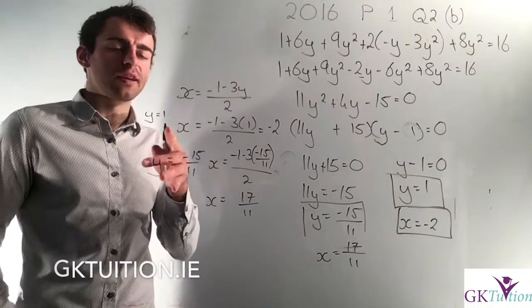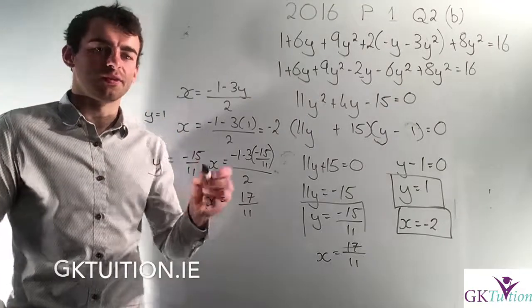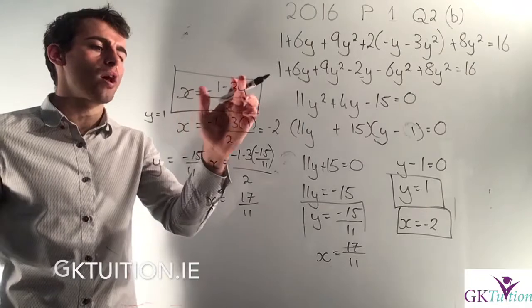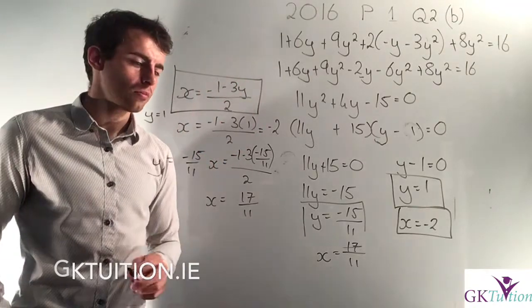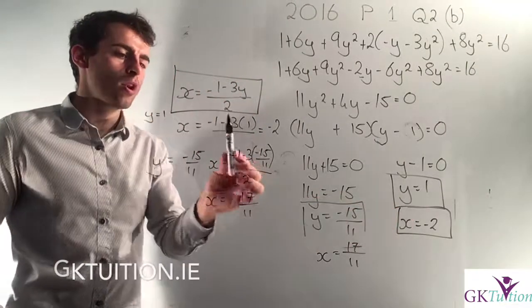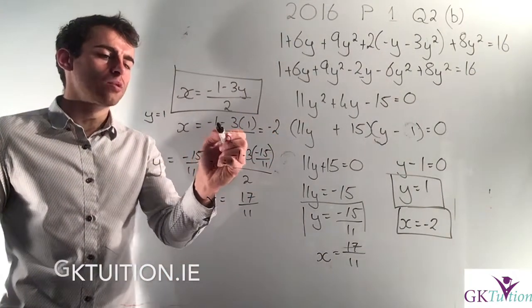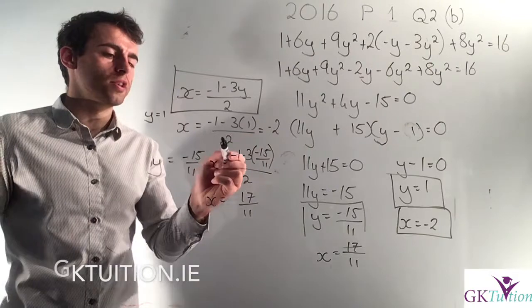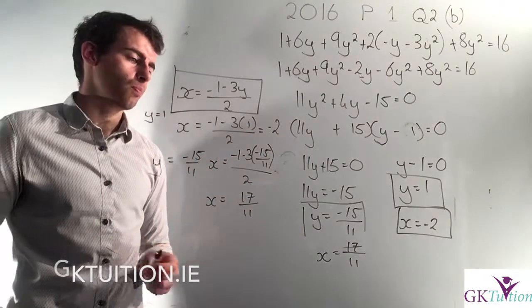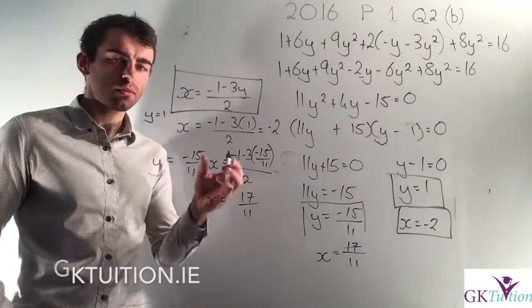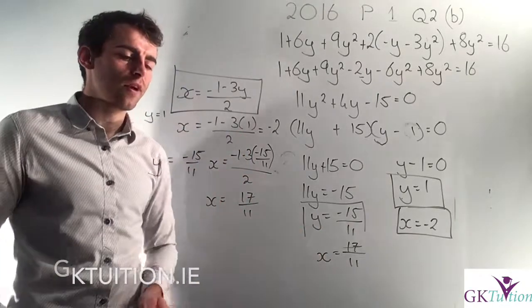Now over here, I've gone and found my corresponding x values. Remember at the start we worked out that x is equal to minus 1 minus 3y over 2. So if y is 1, all I did was, instead of my y, I sub in a 1. So I get minus 1 minus 3 times 1 over 2, and that works out as minus 2, which means that when y is equal to 1, x is equal to minus 2.